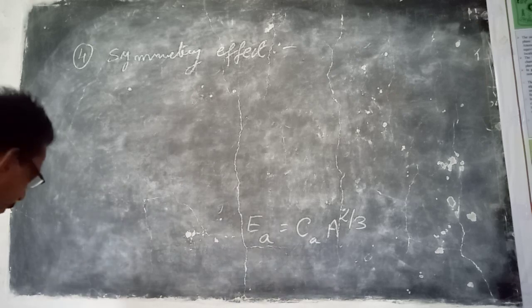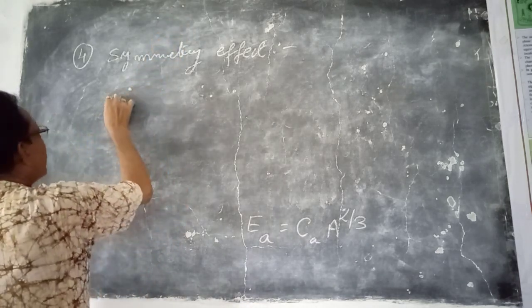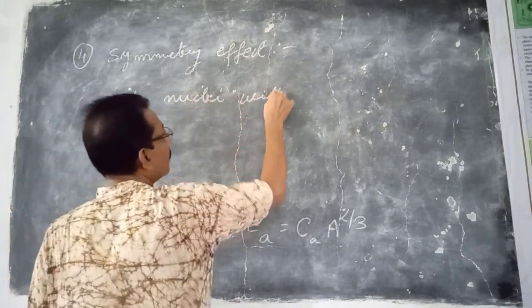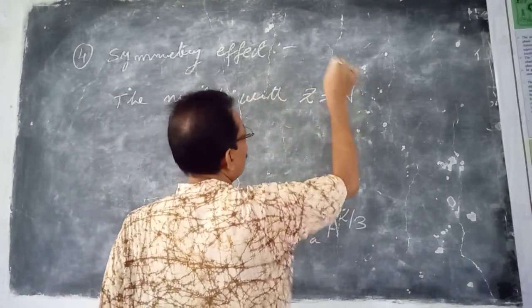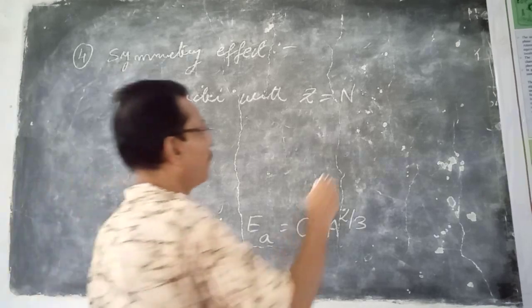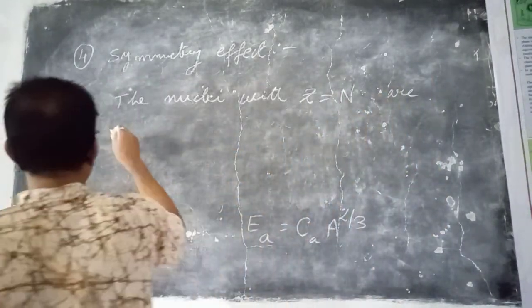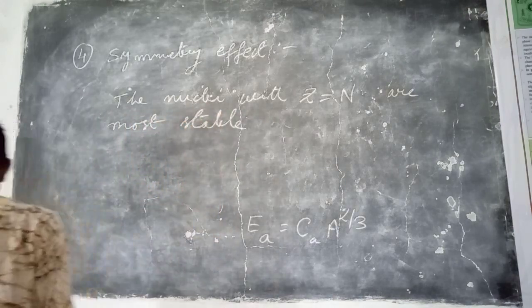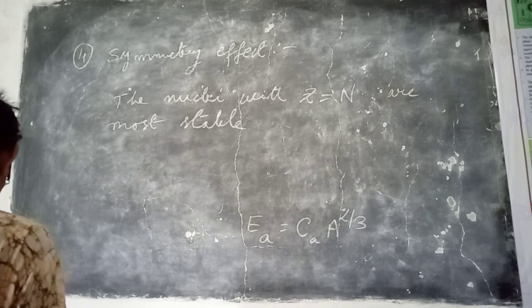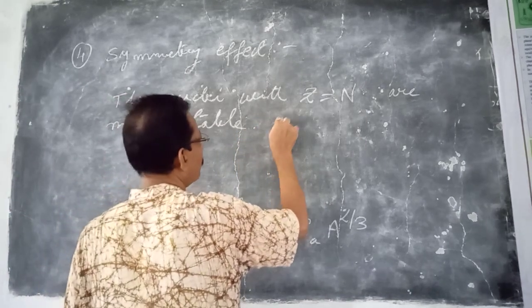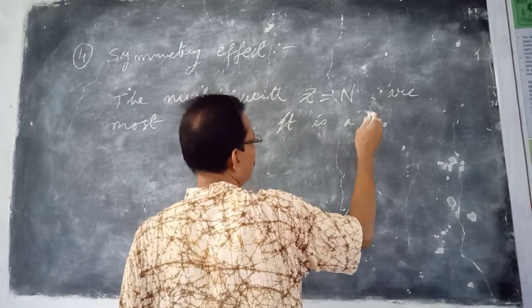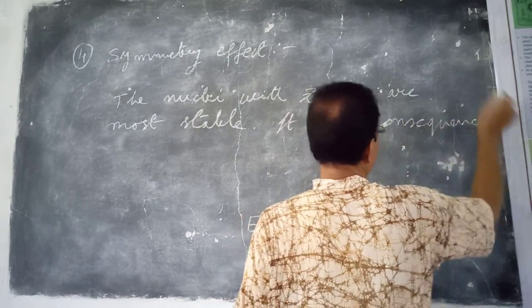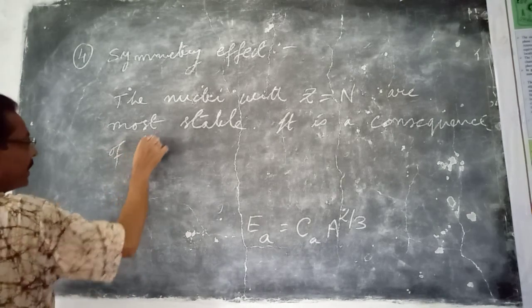Now it is observed that nuclei with Z equal to N, that is, proton and neutron numbers the same, are most stable, and it is a consequence of the exclusion principle.